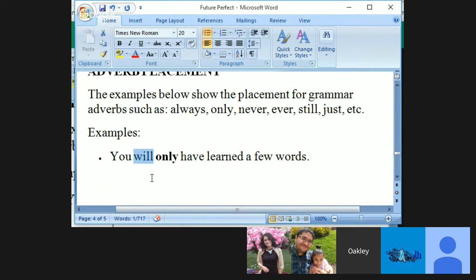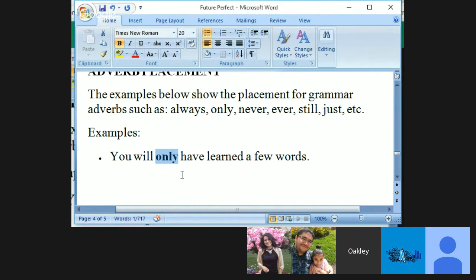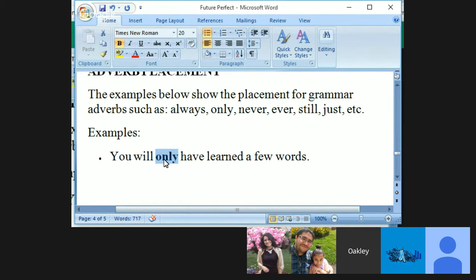Look, here it is. It's one of these things in English where, okay, here is one way to do it, and it will always be correct. You do have options. You can move only around. Let's see what happens if I cut and paste it in different places. Okay, you will only have learned a few words. Oopsie. Hang on. What if I put it in the front? Only you will have learned a few words, as opposed to other people.